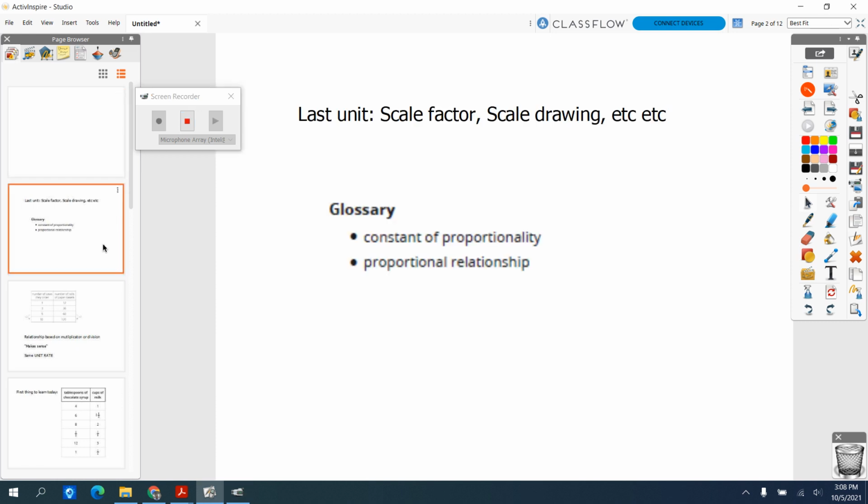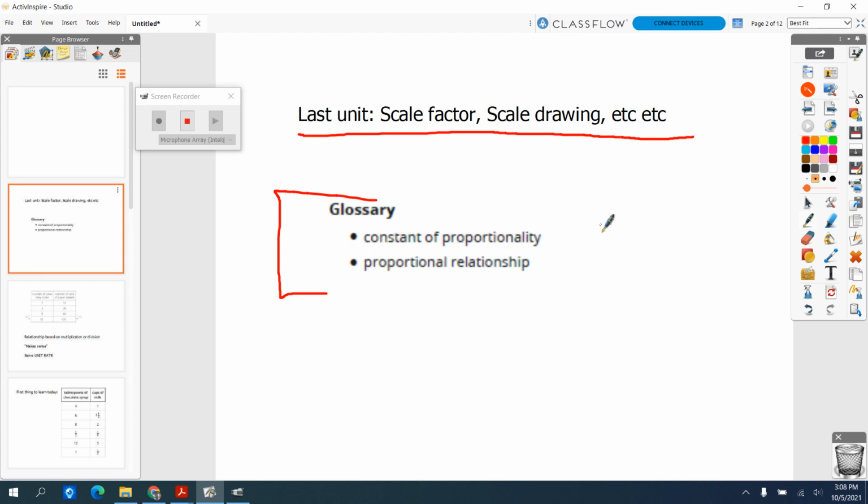All right. So in the last unit, we talked about a lot of vocabulary. We talked about scale factor, scale drawing, and if you remember correctly, we used a lot of these words a lot. So understanding the vocabulary is really, really important in doing well and really understanding this. So the two words that we're going to be really using the next 2 weeks that you really have to understand are number one, constant of proportionality.